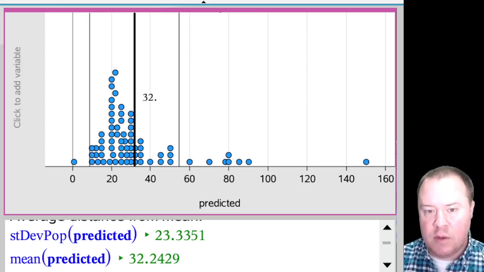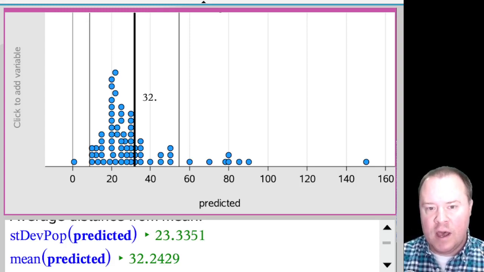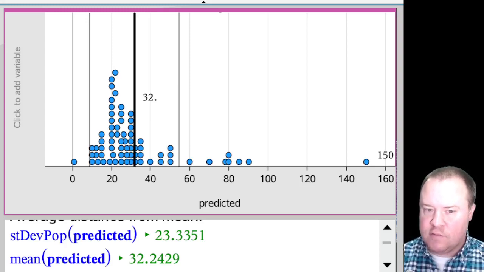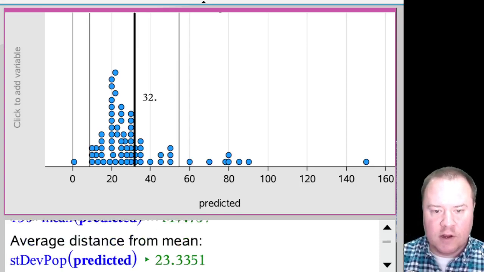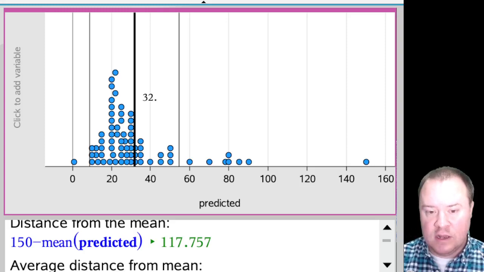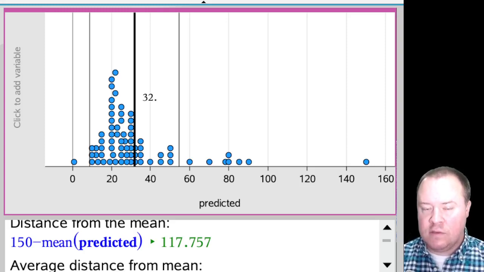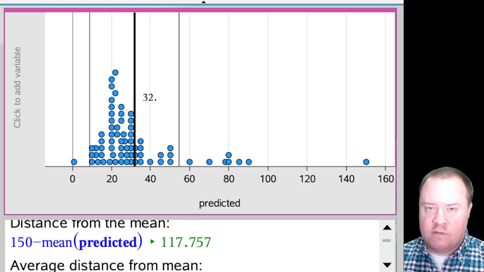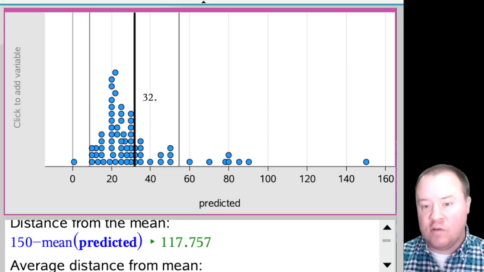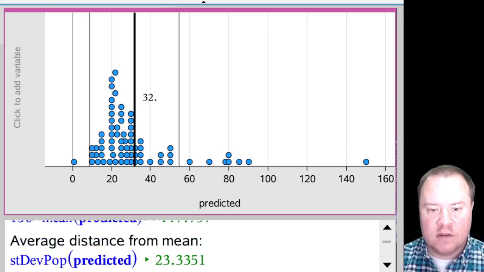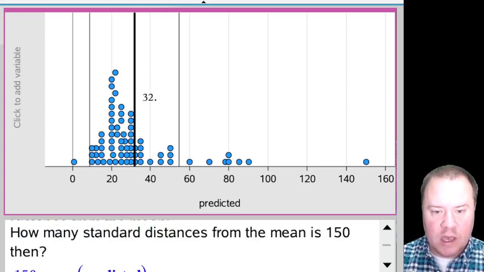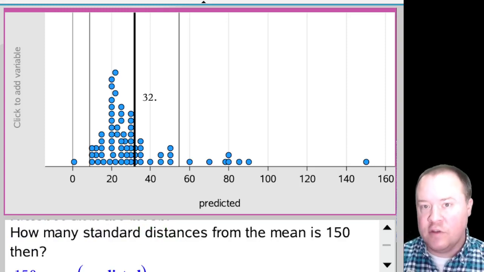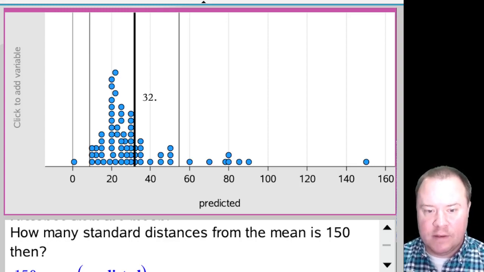So another way to think about this distance here is to say, well, how many groups of one standard deviation, in this case 23, are there in how far away this is from the mean? We figured out the distance from the mean was 117. So how many groups of 23 are there in 117? How many distances of 23 do we have to travel to get to 117? So that's the division that we need to do. How many standard distances from the mean, or standard deviations from the mean, is 150?